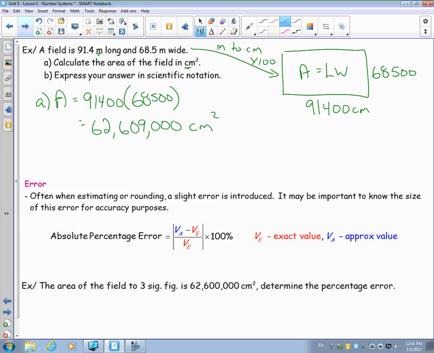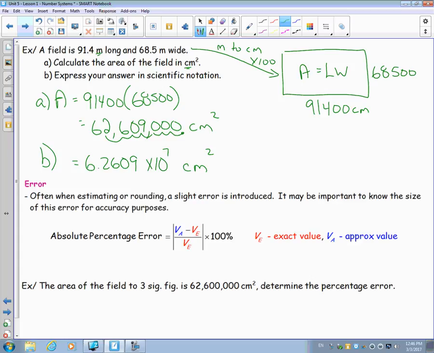Okay. Part B asks us to put that in scientific notation. Well, we can do that. My first number has got to be between 1 and 10, so 6 point. I fill all the rest of the decimals in, 2609, so all the other significant numbers, times 10 to the, our decimal used to be here, we got to move it over 1, 2, 3, 4, 5, 6, 7 spots. There's your scientific notation answer.